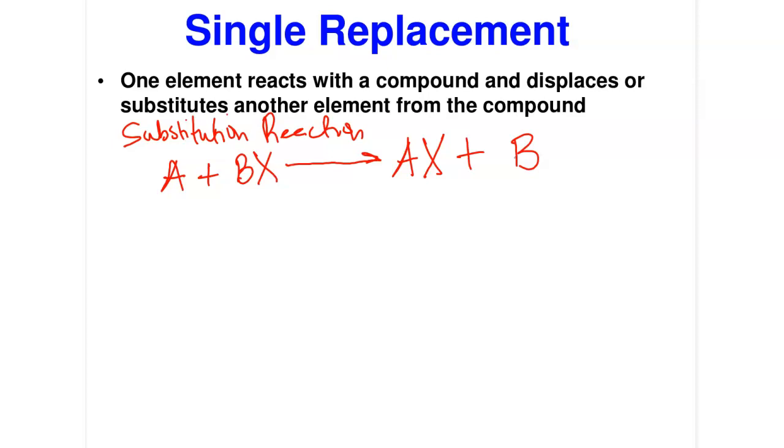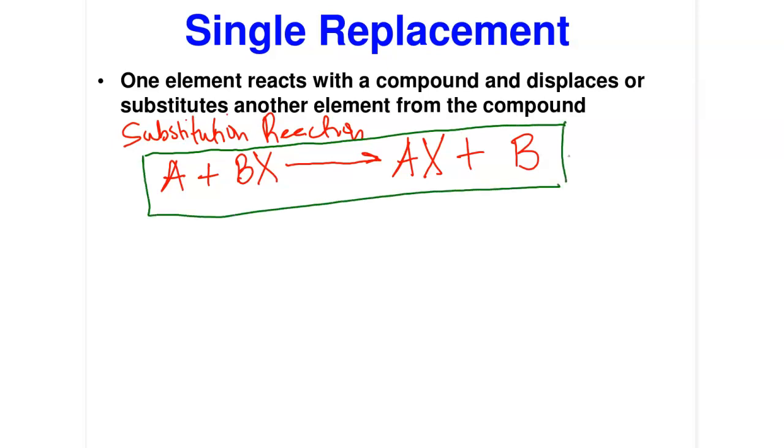It is actually not a very fair competition. Here, the guy that has the macho and the power comes and kicks away the other guy, and the other guy now becomes single. So this is called a single replacement, a single displacement, or a substitution reaction. Whichever name you want to give it, it doesn't really matter. So let's see some common examples.